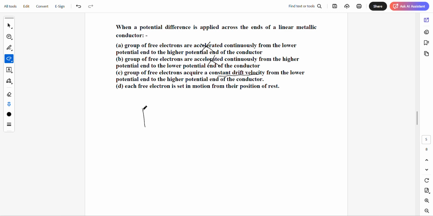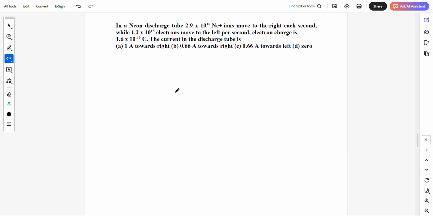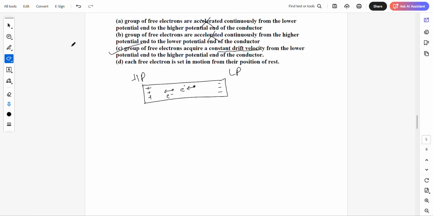For example, if this is a conductor, this is at higher potential, this is at lower potential. Electrons maintain a constant drift speed. This is the right answer. Next problem. The answer for this one is C.